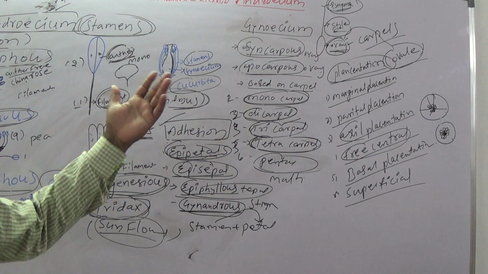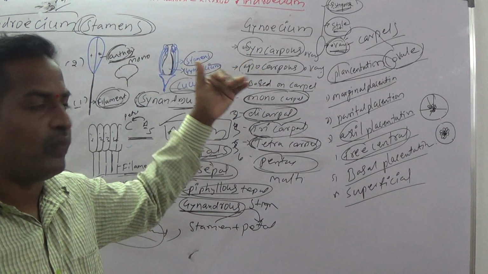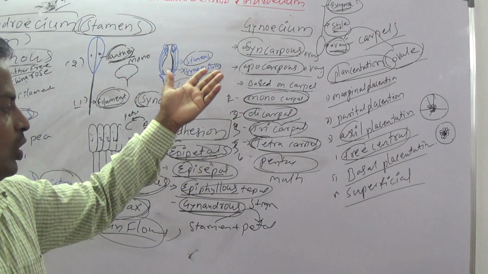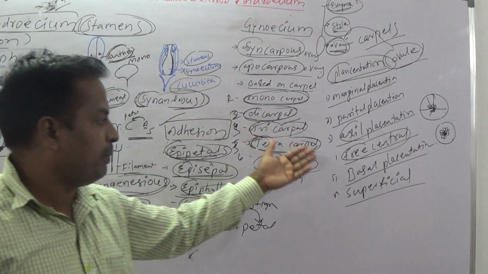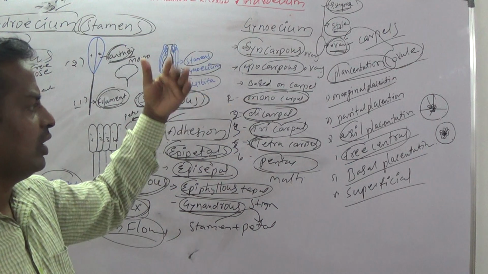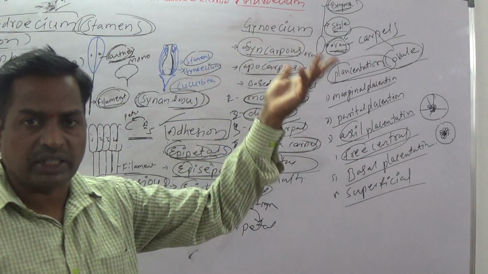For example, marginal placentation is reported in which family? Fabaceae family. Axial placentation is reported in which family? Solanaceae family. Basal placentation is present in which family? Asteraceae family. So such questions may be asked. The parietal placentation is reported in Brassicaceae family.